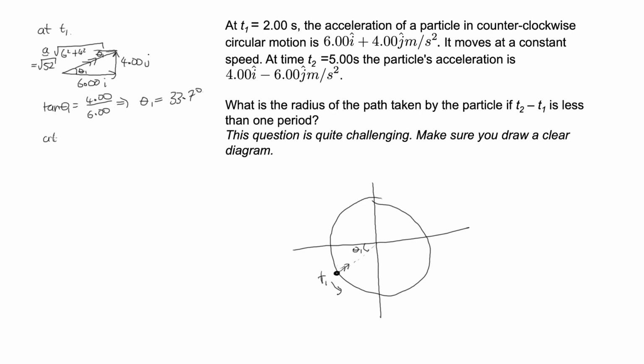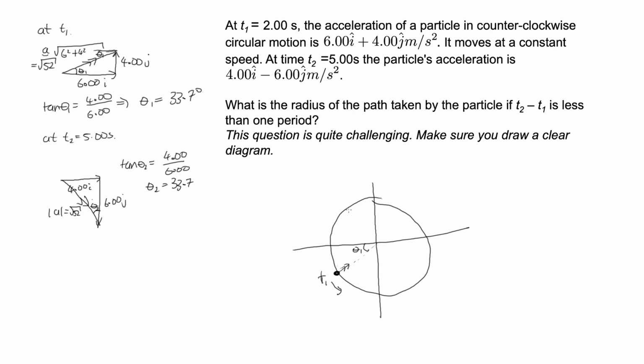Now we're told at t2, which is 5 seconds, the particle's acceleration is given by this expression. So we've now got 4 i, and then it's minus 6 j. So it's going down like that, and so the resultant acceleration is down like this. Now, these numbers have the same magnitude, so the magnitude of the acceleration is still the square root of 52. Let's call this angle in here theta 2. And we can see that tan theta 2 is also equal to 4 over 6. So theta 2 is also equal to 33.7.